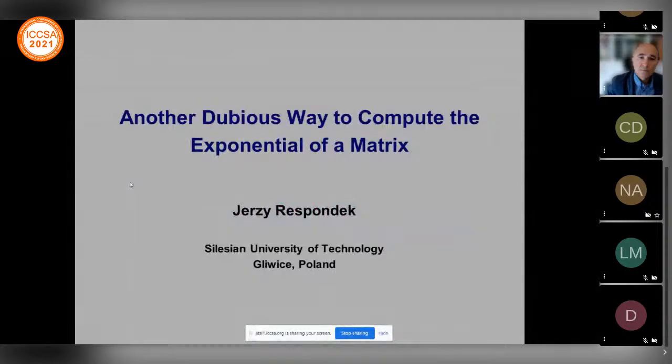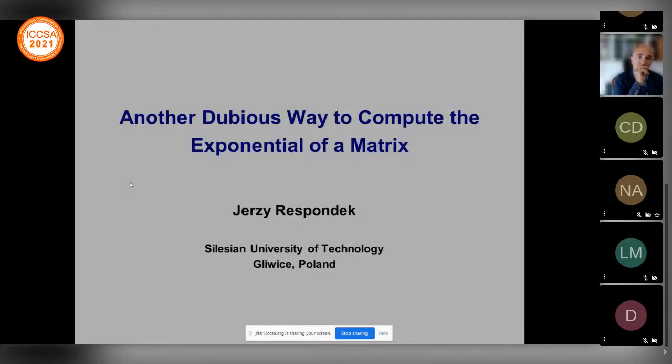So let me restart. The title of my presentation was "Another Way to Compute the Exponential of a Matrix". A few years ago, a famous paper appeared on how to calculate the exponent of a general form matrix, a generic matrix. My presentation was about how to find the exponent of a particular class of matrices.